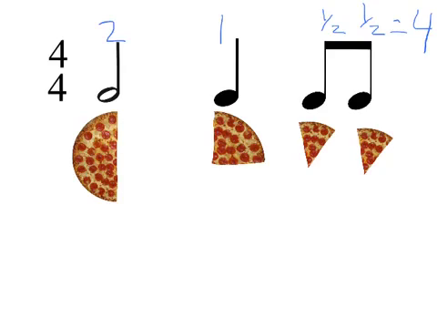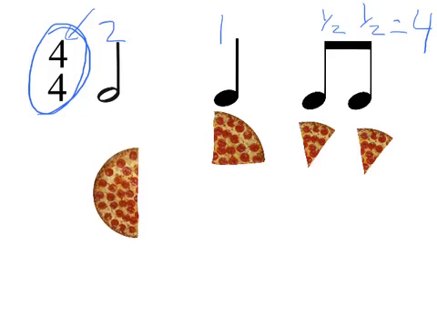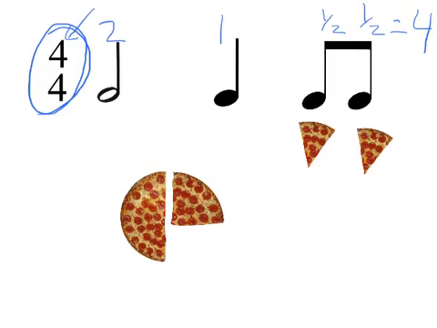And 4 beats is the magic number. That's how many beats we need in a bar of 4/4 time. Because this top number here is telling us that. That says I can have 4 beats in a bar, no more and no less. And if I was to take this pizza and put all of these pieces together, then we would get an entire pizza.